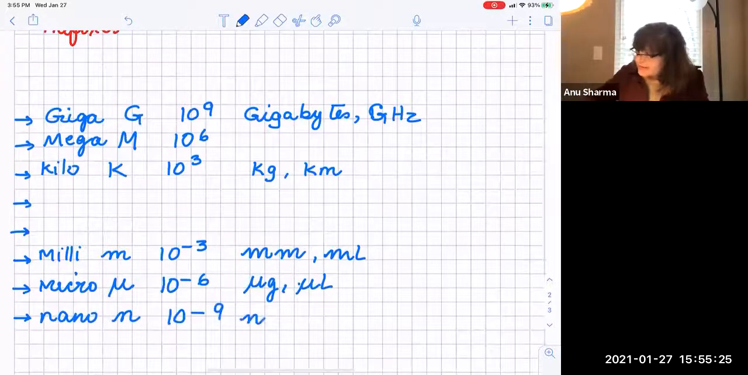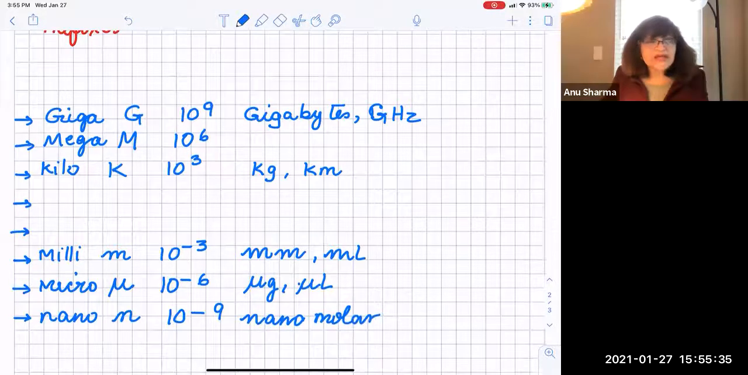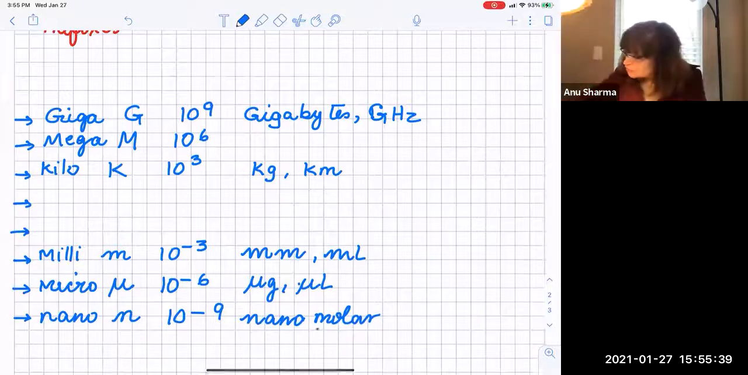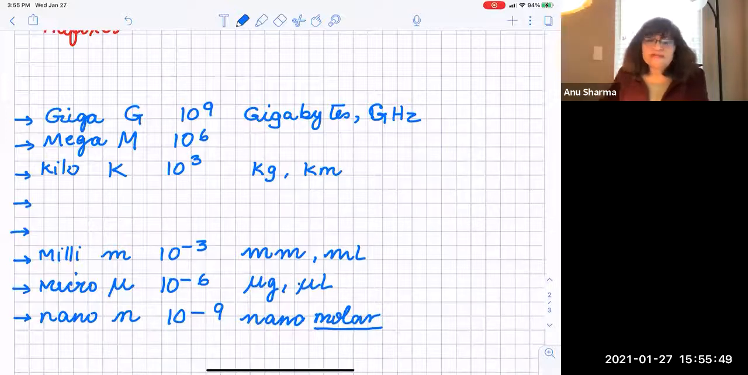So like nanomolar. This is what we use for drug discovery. Nanomolar means really small. Molar is also a unit. That's the concentration, or the very small amount, of medicine or drug.